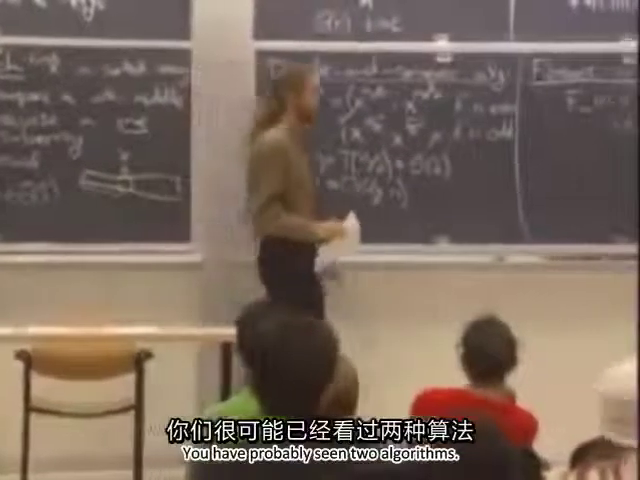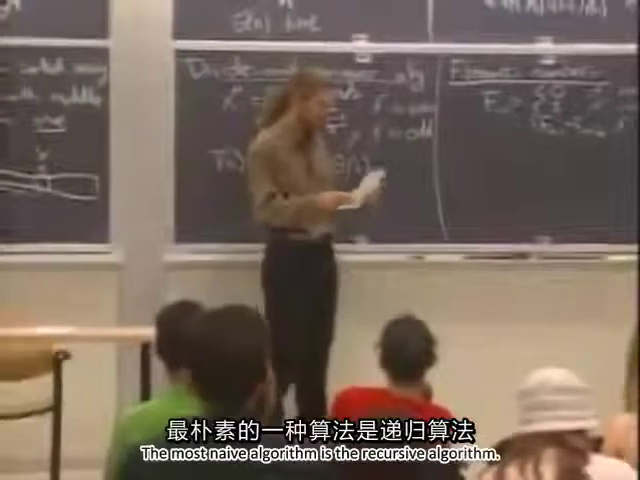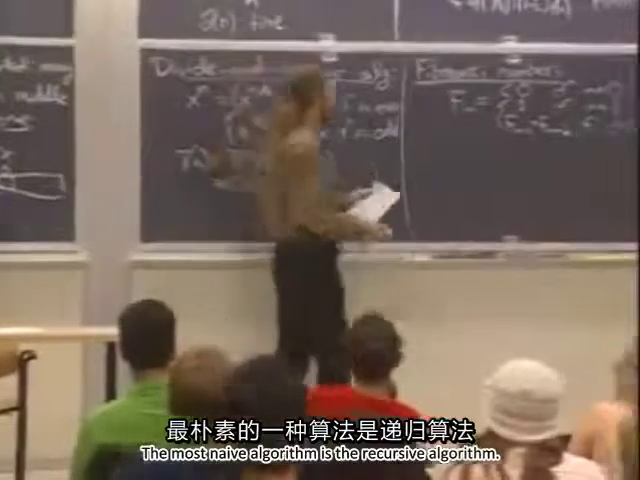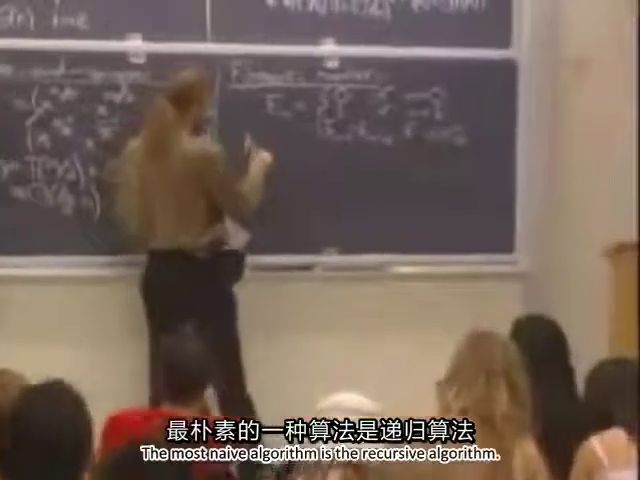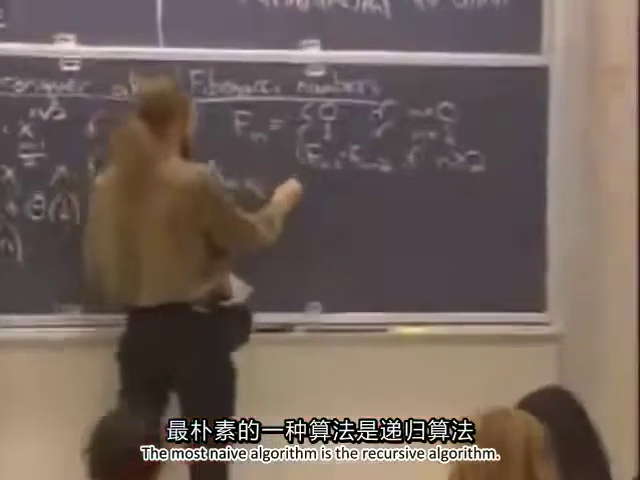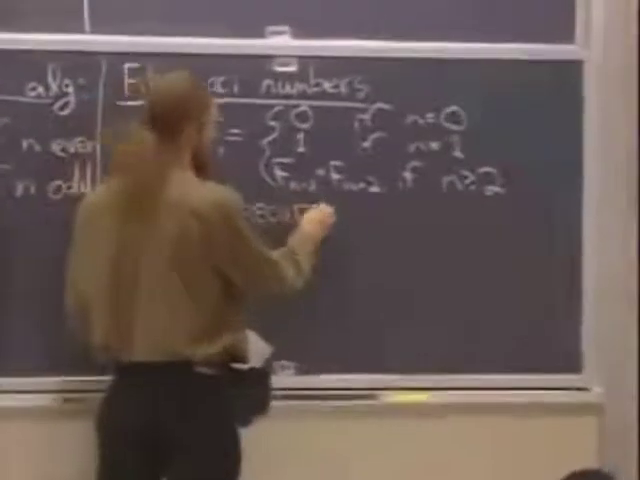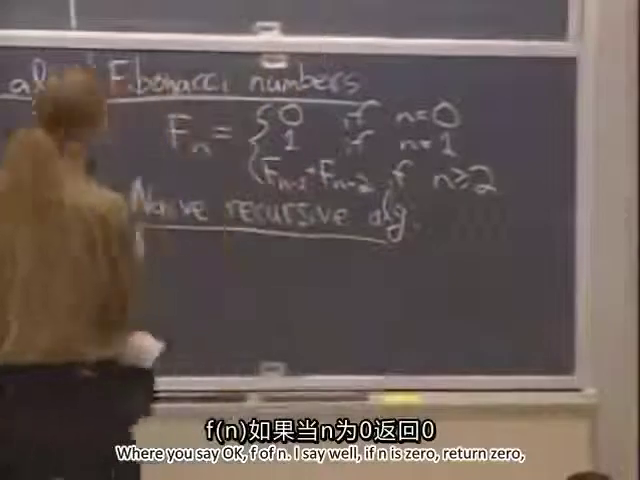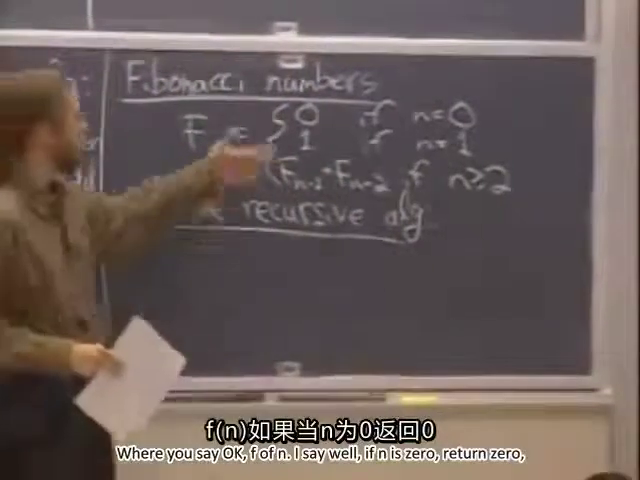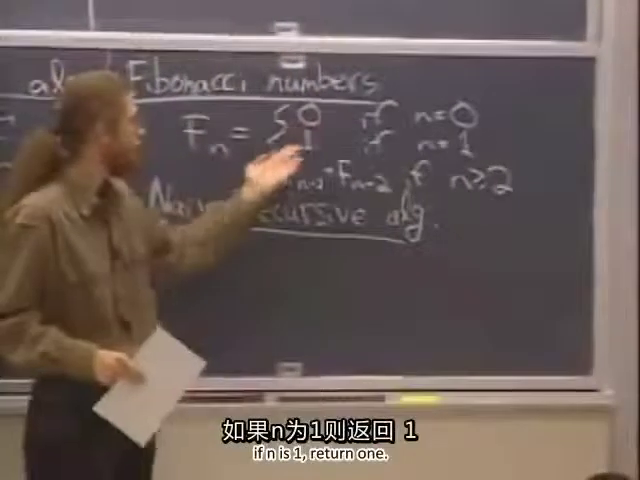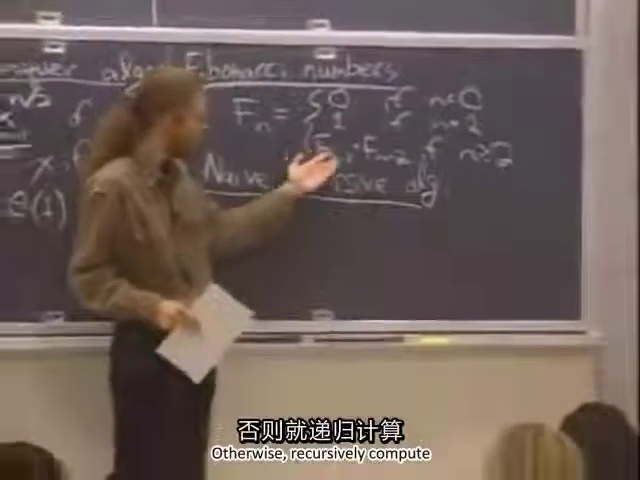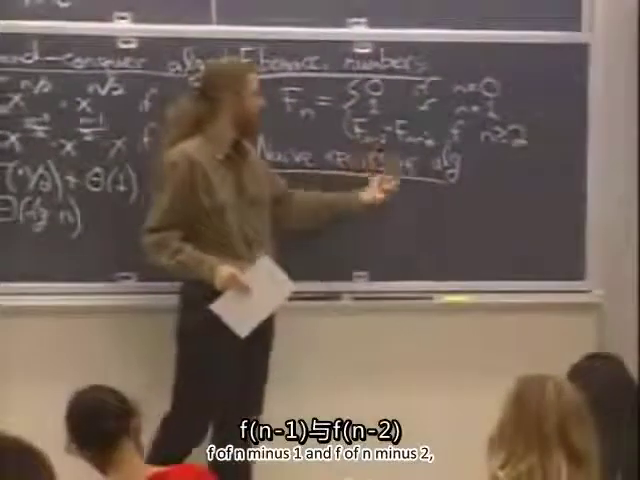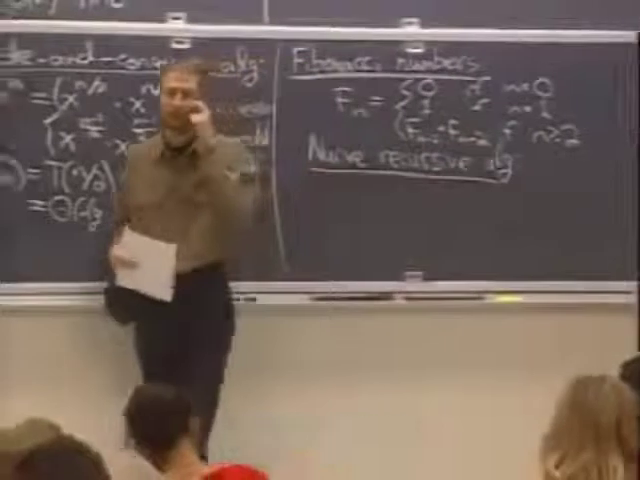You've probably seen two algorithms. I'll call them, so the most naive algorithm is a recursive algorithm, where you say, okay, f of n, well, if n is 0, return 0. If n is 1, return 1. Otherwise, recursively compute f of n minus 1 and f of n minus 2, and add them together.